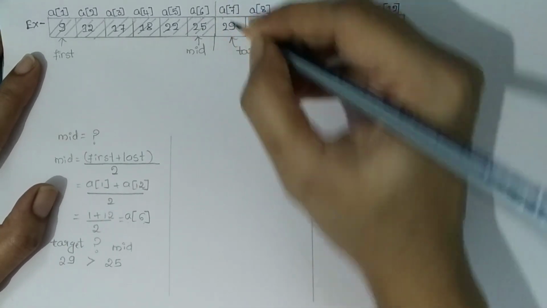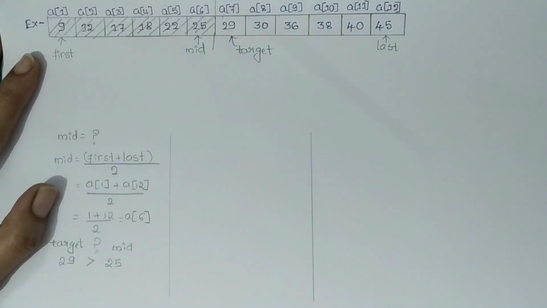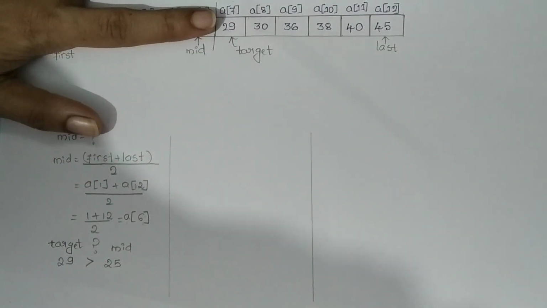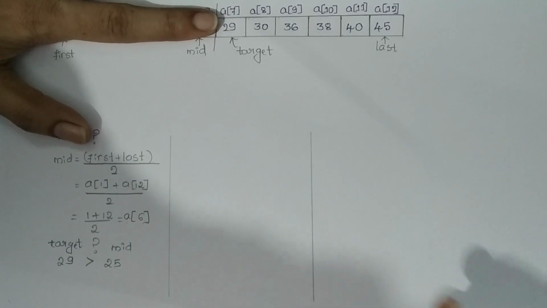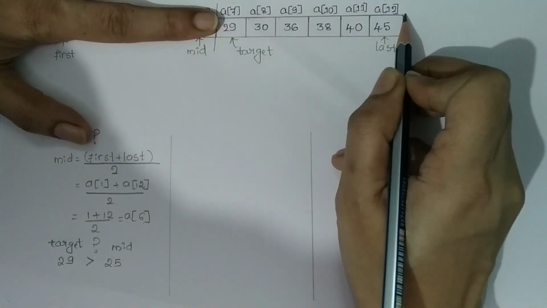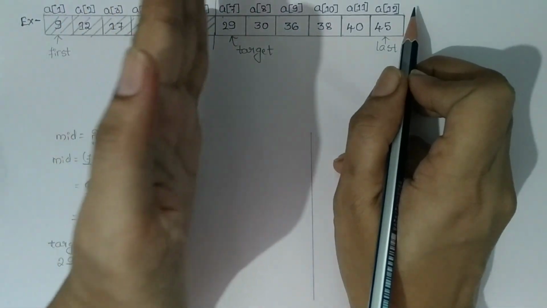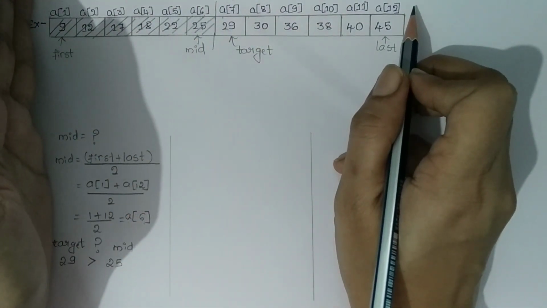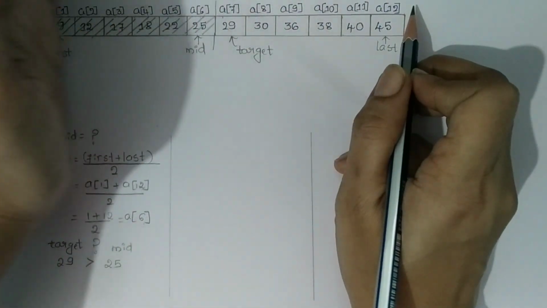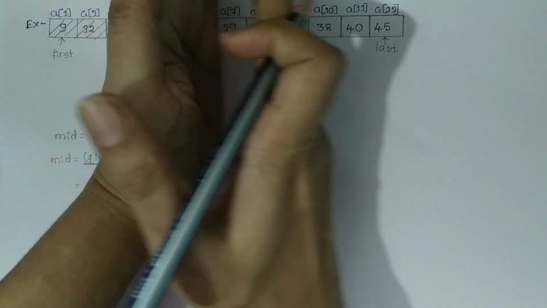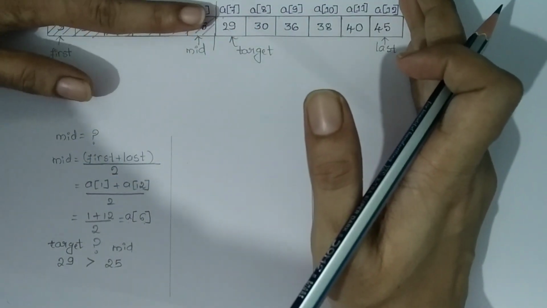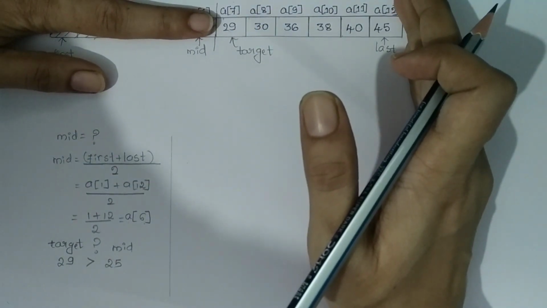I have eliminated this list. Now for further search I will not consider this part. I will consider only array of 7 to array of 12. I have eliminated this part. Why? Because target value is not present in this part. Target value is present in the second half of the list. So I have eliminated half of the list.